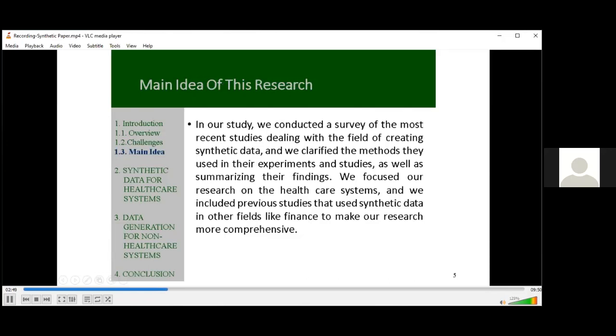So the main idea of this research: we conducted a survey of the most recent studies dealing with the field of creating synthetic data, and we clarified the methods they used in their experiments and studies, as well as summarizing their findings. We focused our research on healthcare systems, and we included previous studies that use synthetic data in other fields like finance to make our research more comprehensive.